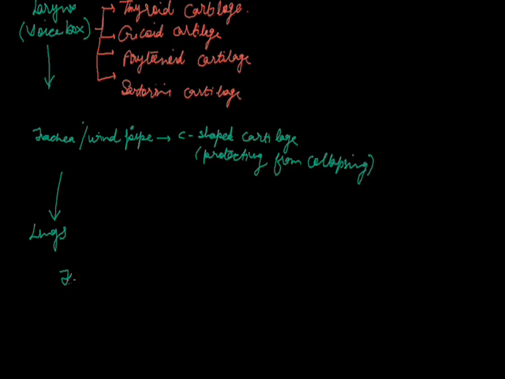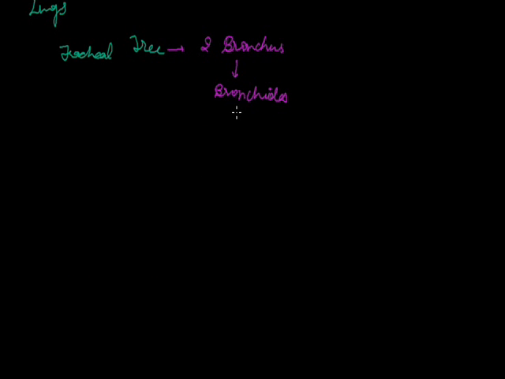Now this is the tracheal tree. The trachea is divided into two bronchi. One is the left bronchus and the second one is the right bronchus. These bronchi open into bronchioles, which are small tube-like structures. These bronchioles open into the alveolar sac. Here, gaseous exchange occurs.